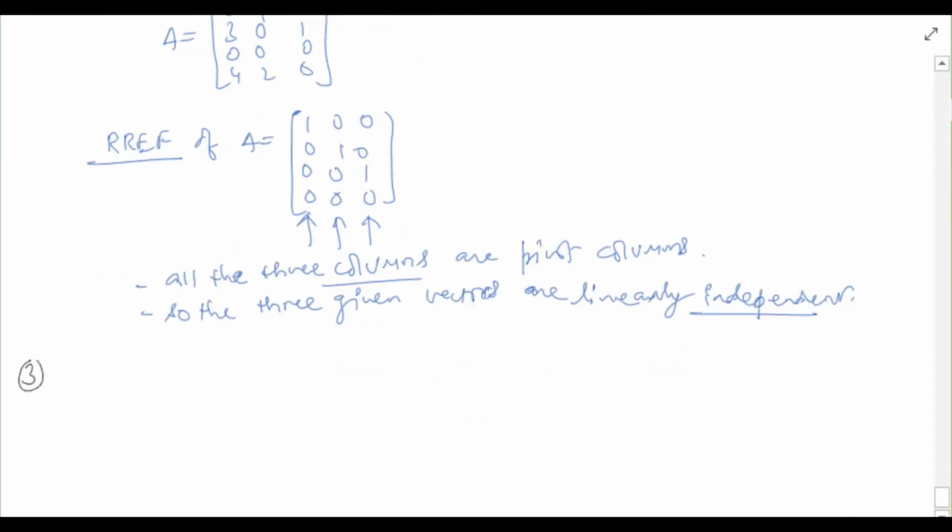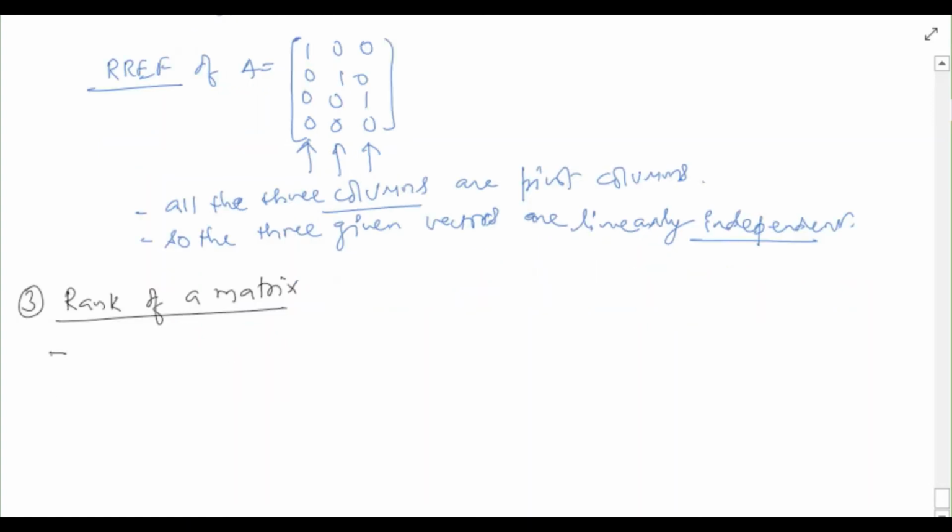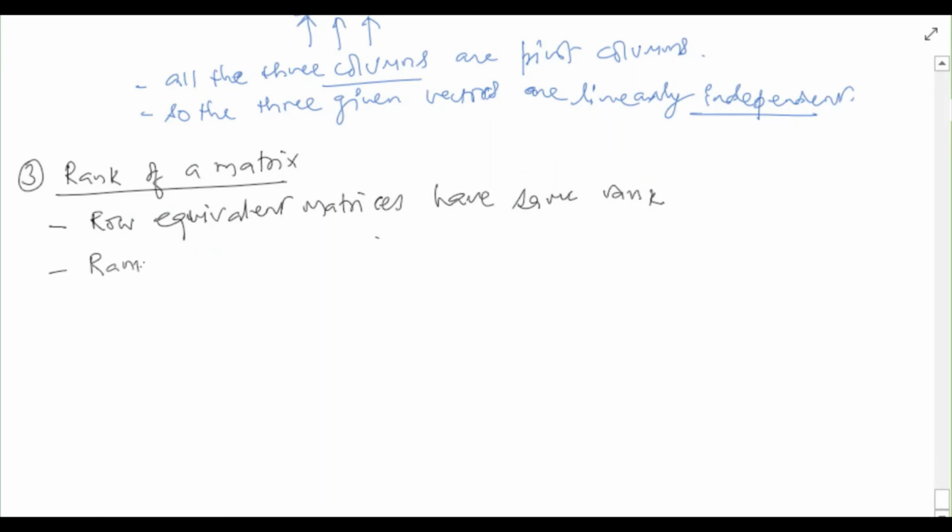The third application that we will consider is determining the rank of a matrix. It turns out that if two matrices are row equivalent, then their ranks are the same. Row equivalent matrices have the same rank. Also, the ranks of reduced row echelon matrices are the same as the number of non-zero rows.